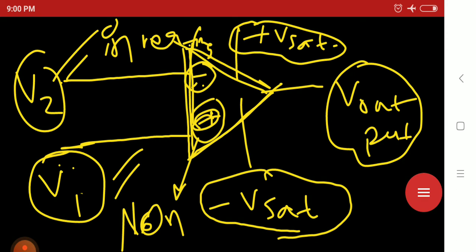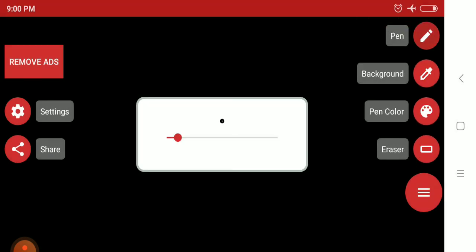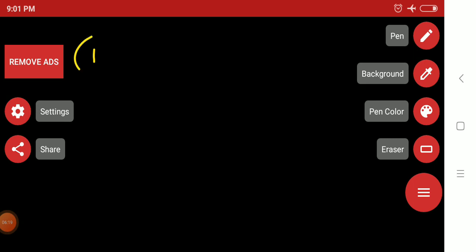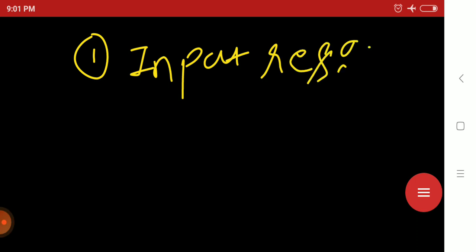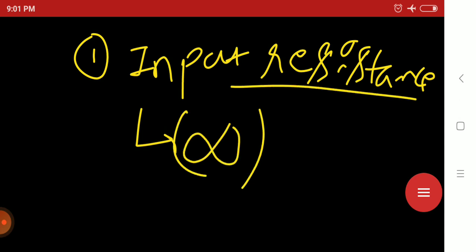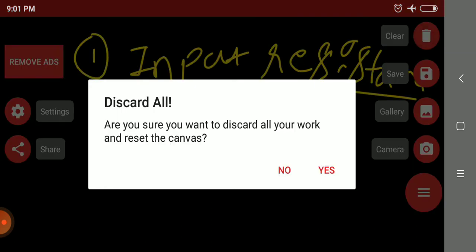Okay. So what are the properties of that? The first property: the input resistance of an op amp is ideally infinity. Ideally, the input resistance of an op amp is infinity. Yes, input resistance infinity, how can we show that?